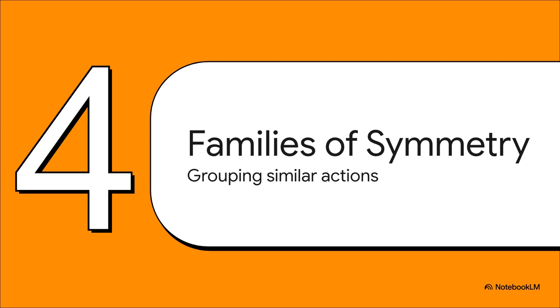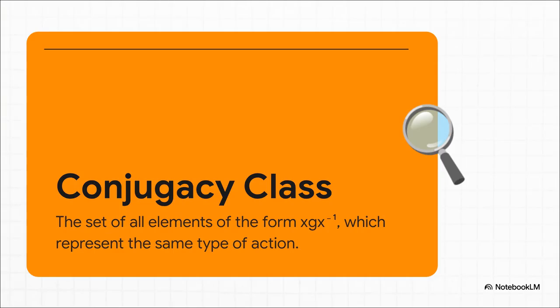Now, let's switch gears a little. So far, we've been grouping elements based on who they commute with, but what if we tried to group them by their fundamental type of action? This brings us to the idea of families of symmetry. And this idea has a name. It's called a conjugacy class. A conjugacy class basically lumps together all the elements that are similar. They represent the same type of action, just maybe viewed from a different perspective.